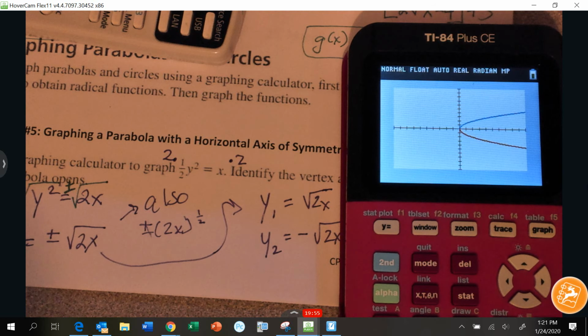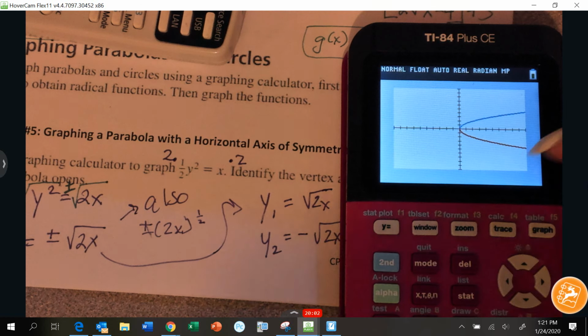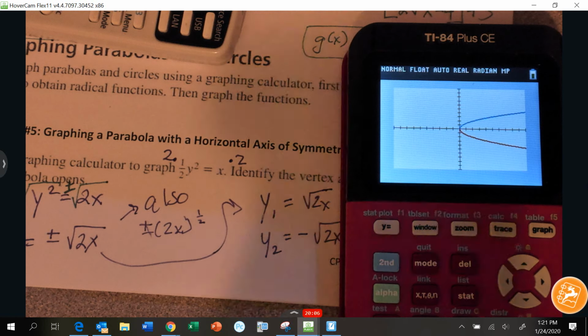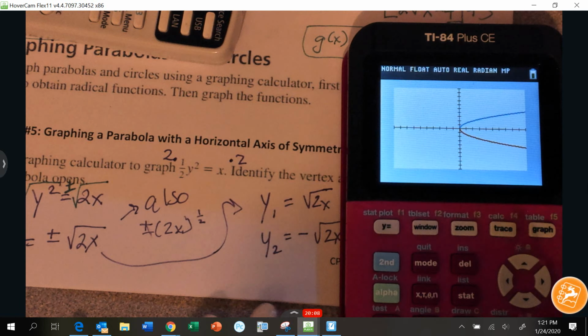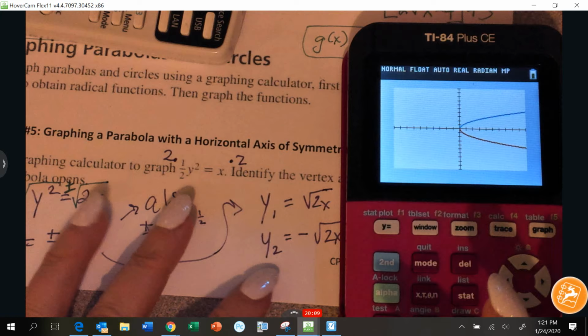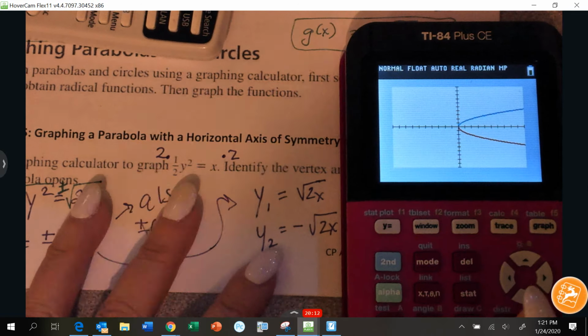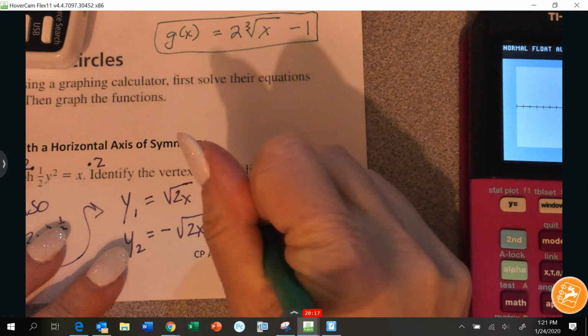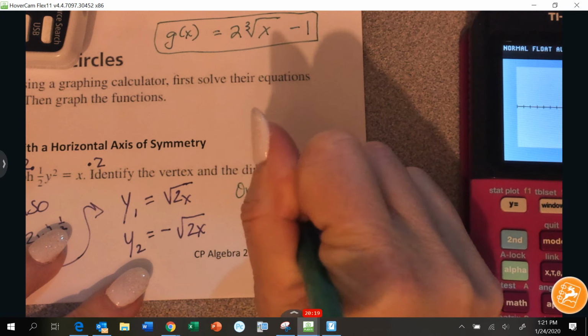Remember we did square root graphing last class? Together the positive and negative square roots make a parabola that opens which direction? Sideways. Which direction is that way? To the right. So it asks us which direction it opens, and it opens to the right.